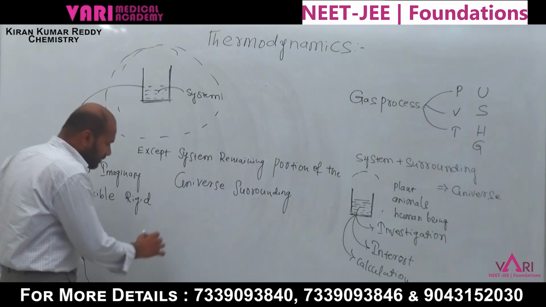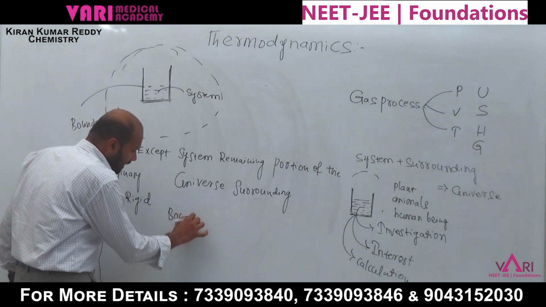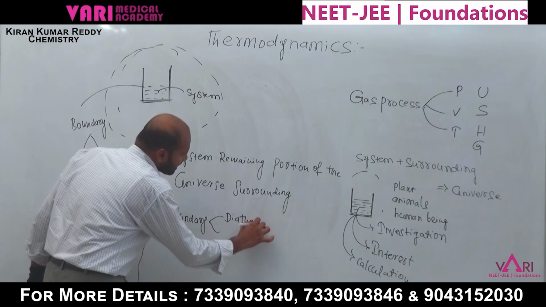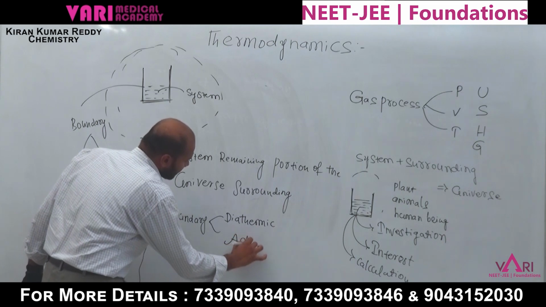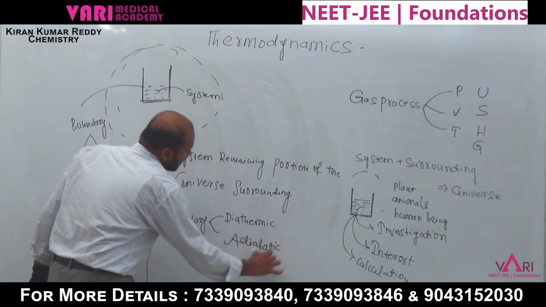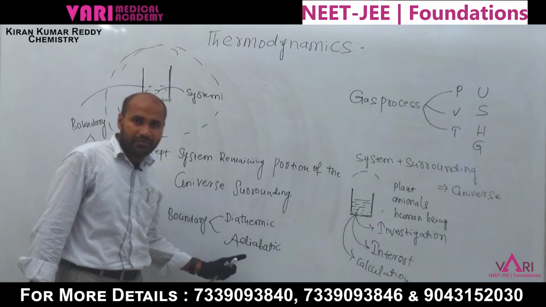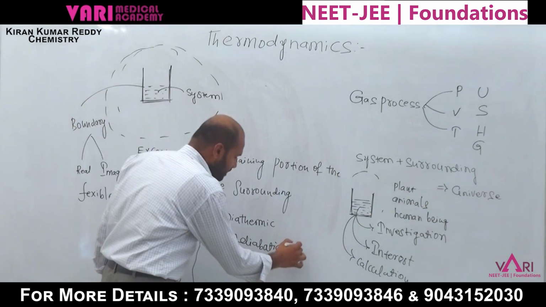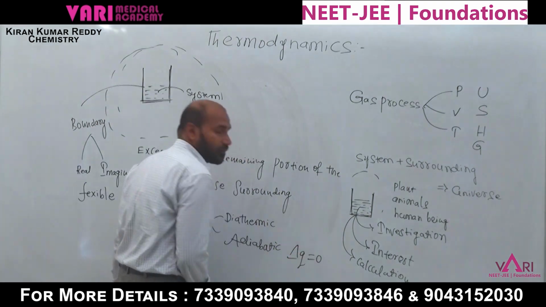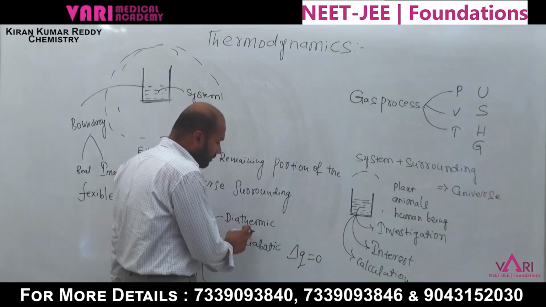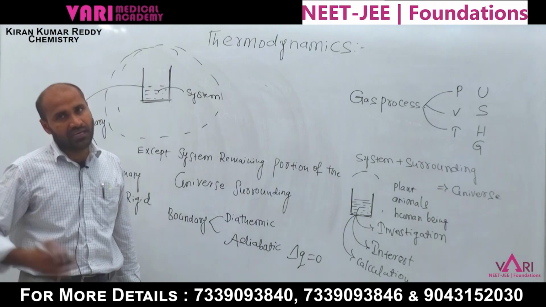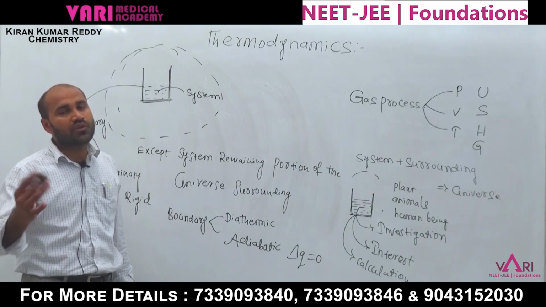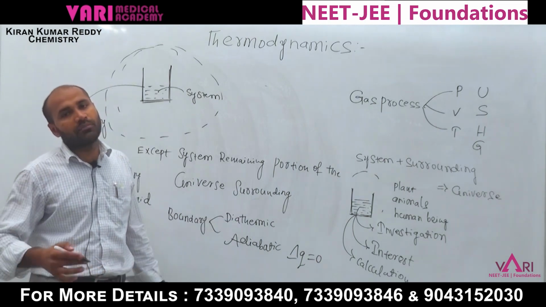The boundaries are again divided into one, the diathermic, and next one, adiabatic. An adiabatic boundary means no heat is exchanged from system to surrounding. That's why delta Q is equal to 0. Diathermic means heat is exchanged from system to surrounding. That is called a diathermic boundary.